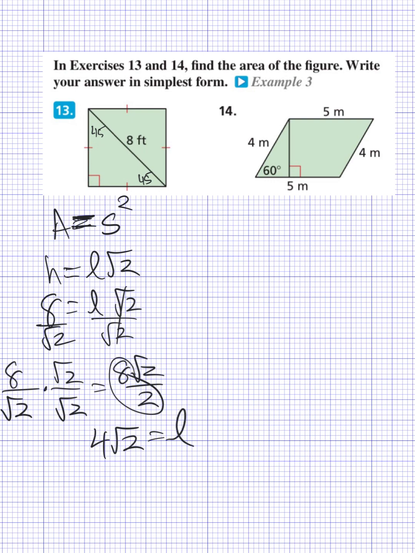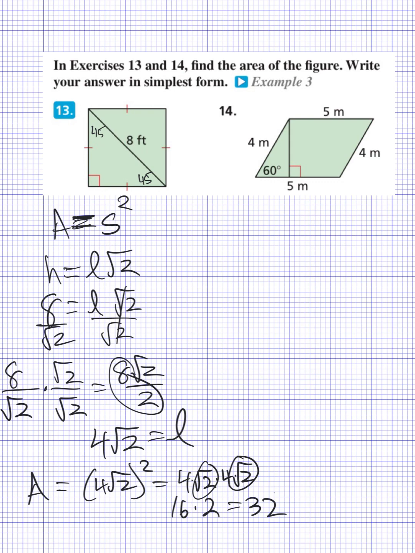That's the leg. And the area is the leg squared. So 4 square root of 2 squared. That means you have 4 square root of 2 times 4 square root of 2. It's all multiplication. So 4 times 4 is 16, and you have a pair of 2. So that means 32 is the area, 32 square feet.